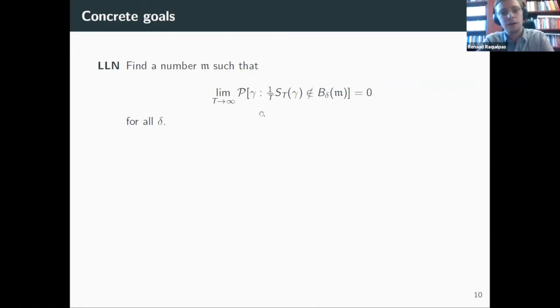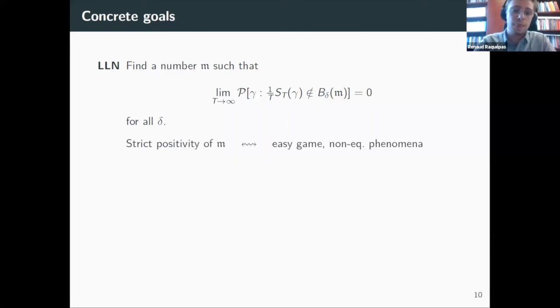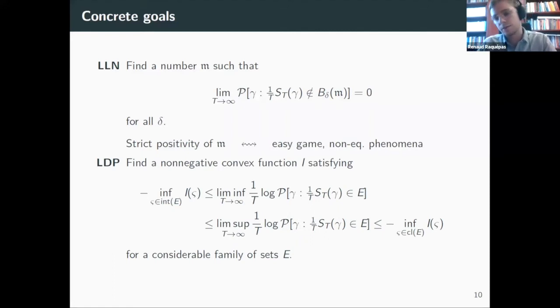Now, a finer level would be this: I know that whenever I put here a set which does not contain the mean in its interior, the probability goes to zero, but I can ask how fast such probabilities go to zero. That information is contained in what we call the large deviation principle. A large deviation principle is about finding a function I such that, when you look at the log of these probabilities times 1 over t and take the liminf, you can bound it in terms of the values that I takes on the interior of the set, and you can bound the limsup in terms of the values that I takes on the closure. So an LDP is a statement about the rate of decay of the probability of certain events as t goes to infinity.